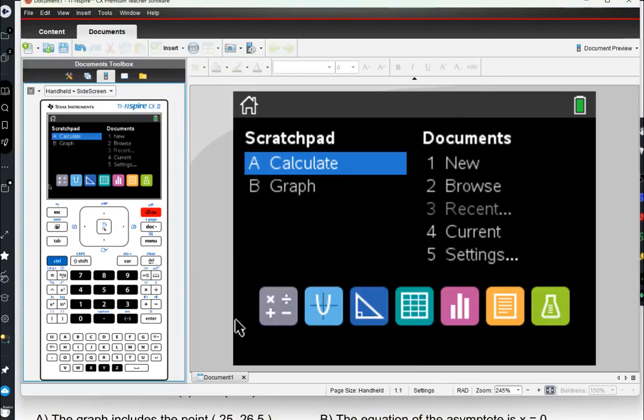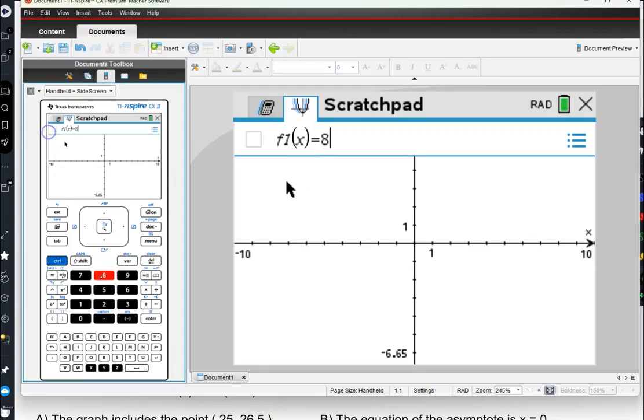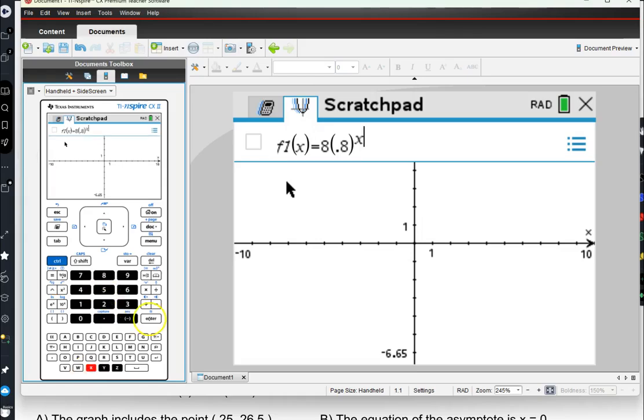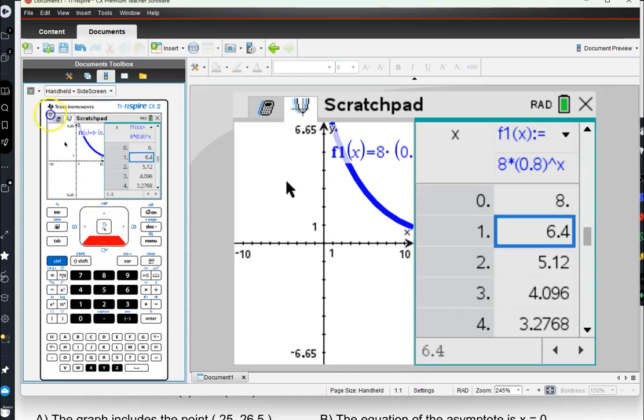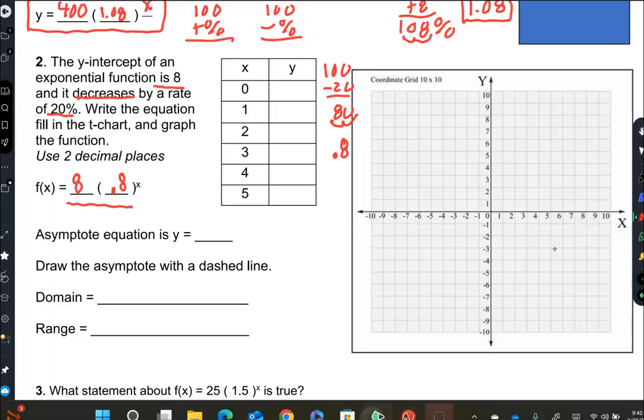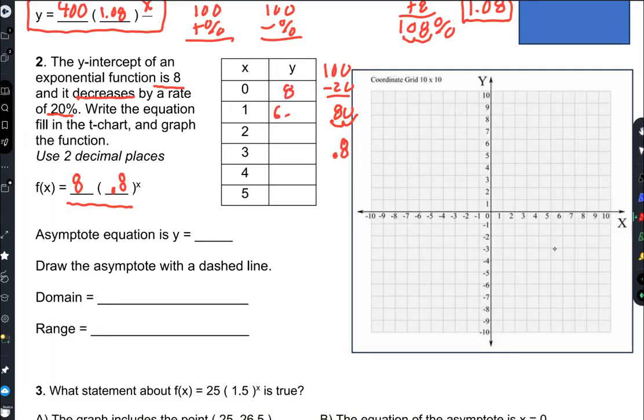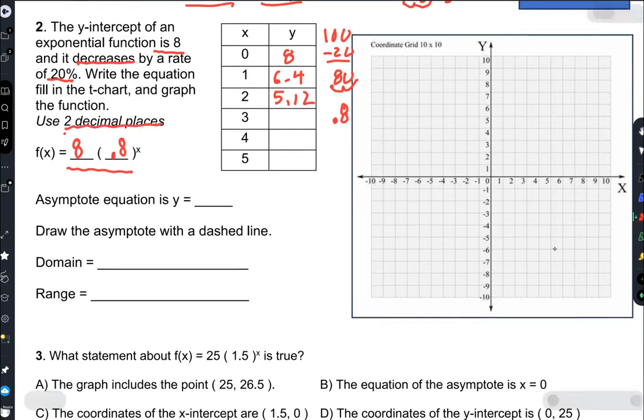So I'm going to go to the calculator. I'm going to go to graph. And then I'm going to type 8 parentheses, 0.8 to the x, hit enter, and then I'm going to hit Control T. And then these are my numbers, okay? So 0 is 8, and I'm going to use just 2 decimal places. So we're going to have 8, 6.4, and 5.12. Remember, use 2 decimal places.